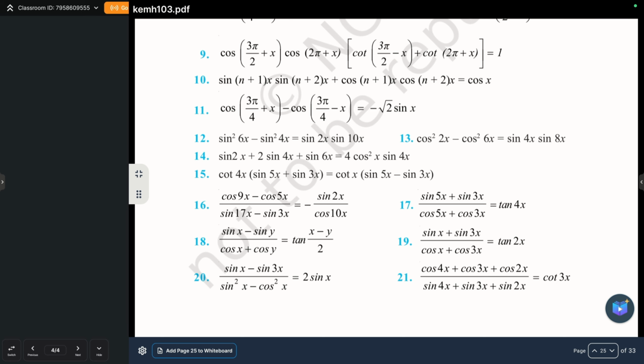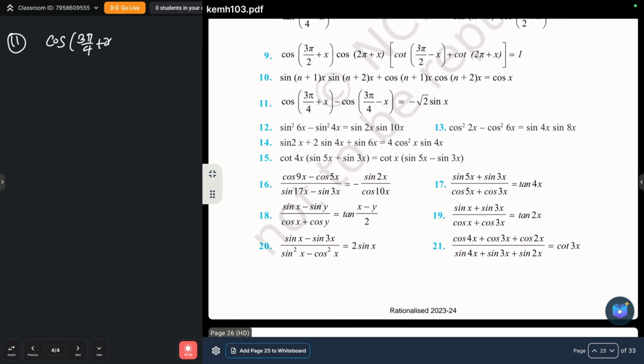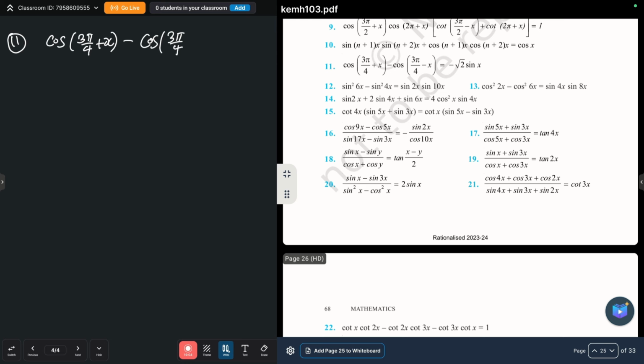Noted. Question number 11. Let me first note the question number. Cos of 3 pi by 4 plus x, minus cos of 3 pi by 4 minus x, and the right hand side is minus root 2 sin x.